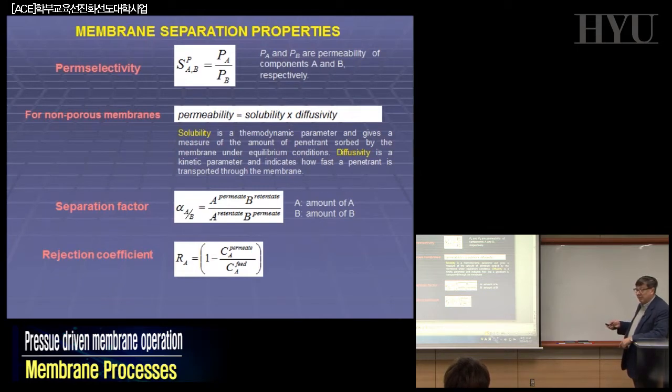Diffusivity is a kinetic parameter, solubility is a thermodynamic one. Both of them are a function of temperature. So remember, you have to define permeability at a certain temperature. If you change the temperature, the number will change.